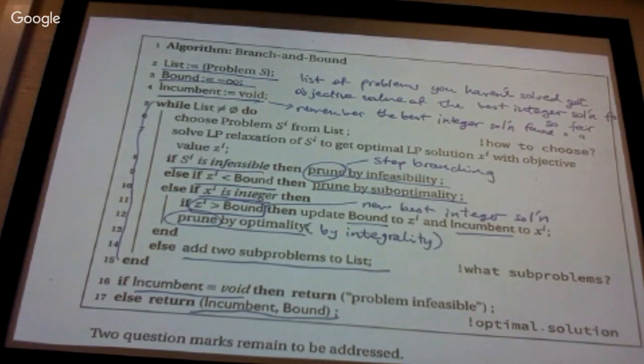Any questions about that? No? Is it clear how it works? Is it too simple and I'm making too much fuss about it? Well, we'll see.